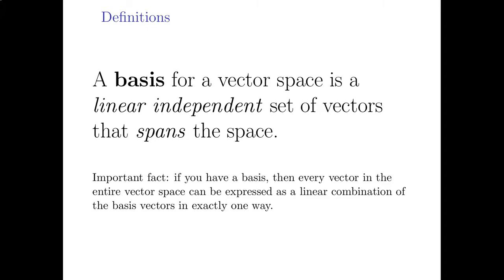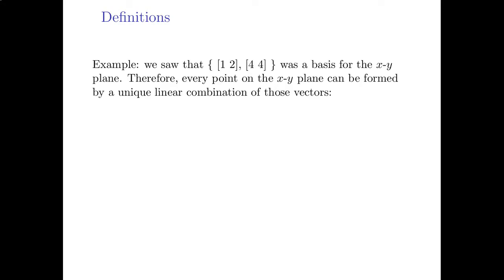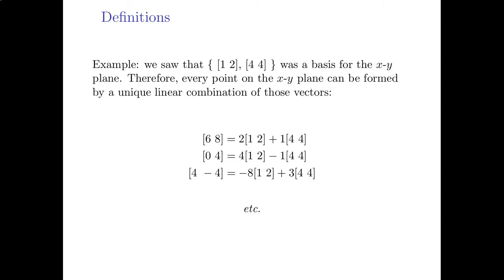If you have a basis, this is a very important thing. It turns out that every vector in the entire vector space can be expressed in exactly one way using that basis. And we saw that with the yellow case. For example, if I give you (1, 2) and (4, 4) as my two dominoes, that is a basis because those are linearly independent, A, and they span the whole space, B. Therefore, every point on the plane you can form with a linear combination, right?